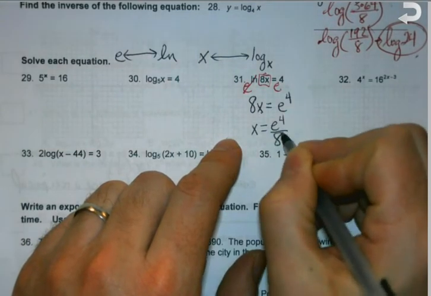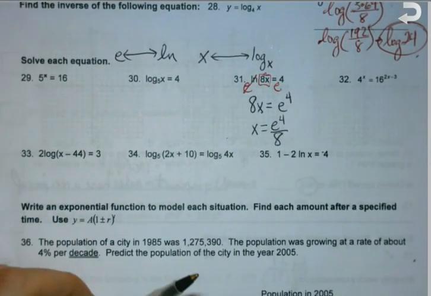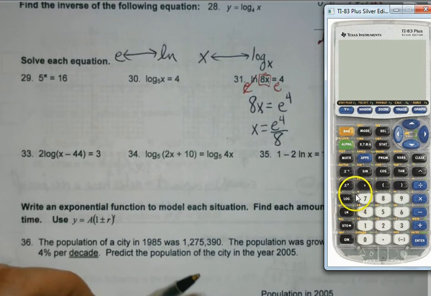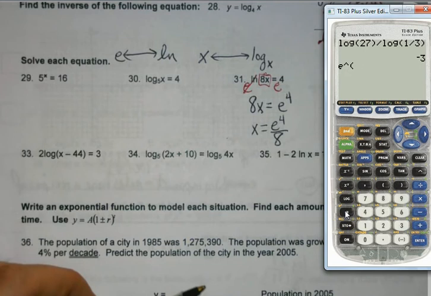Now is when I want to go ahead and type it into the calculator. And again, e is just going to be second natural log, second ln. Make sure you close your parenthesis on your e.